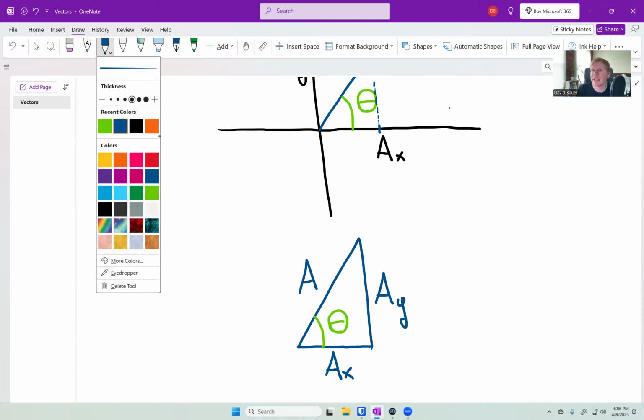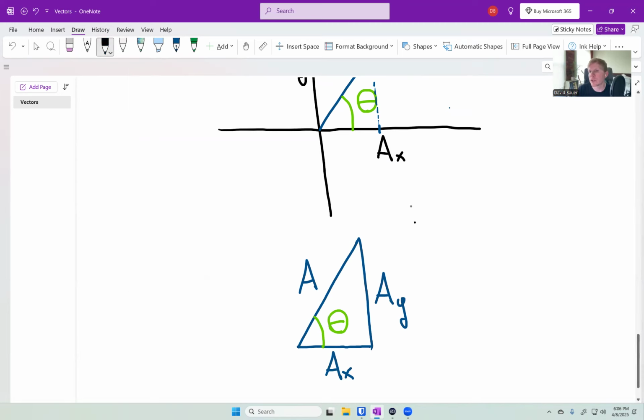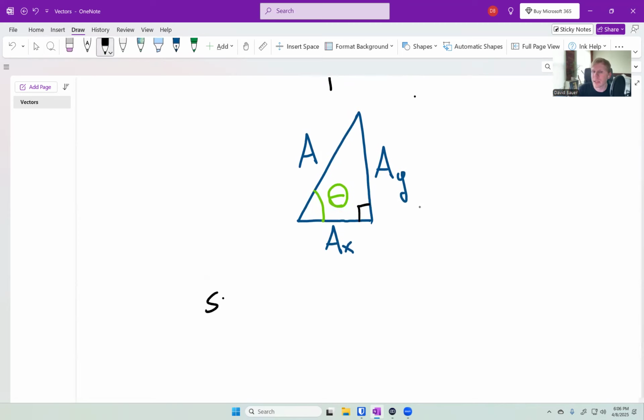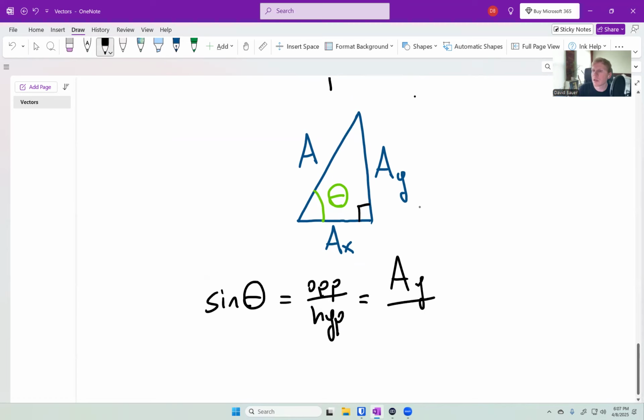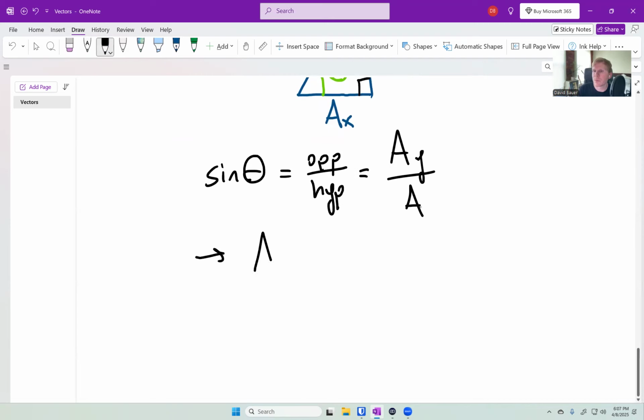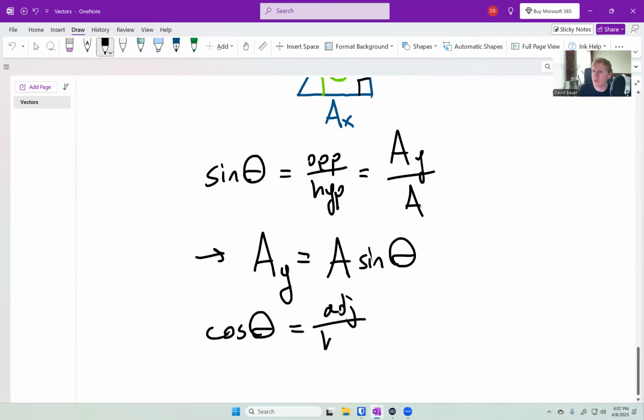Okay. And so if I want to find the components in terms of this hypotenuse here, I can say sine of theta, that's opposite over hypotenuse, which means a sub y is a sine theta, and cosine theta is adjacent over hypotenuse. That's a sub x over a.